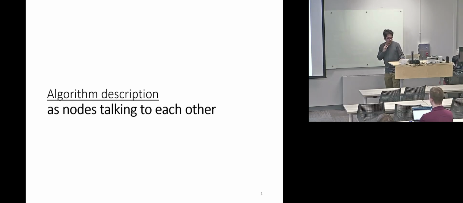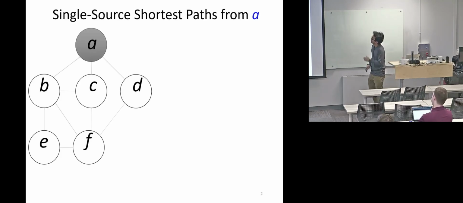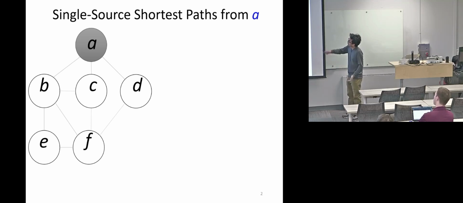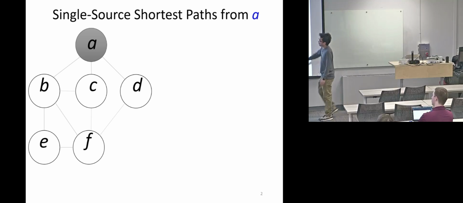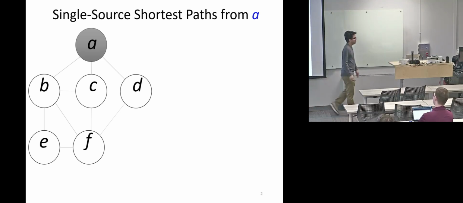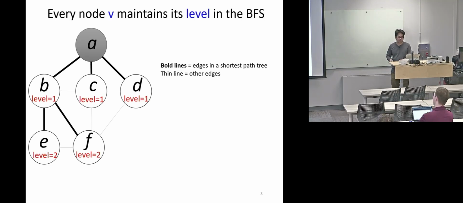Okay. So I'm going to try to explain the algorithm before going back to the pseudocode. Let's say that initially you have the single source shortest path from A, and this is the correct distance. For every node, you maintain its level, basically the level or distance. In the picture, the bold line is just an edge in the shortest path tree, but it doesn't really matter. Right now, we just care about distance, okay?